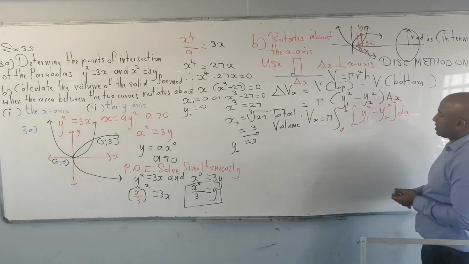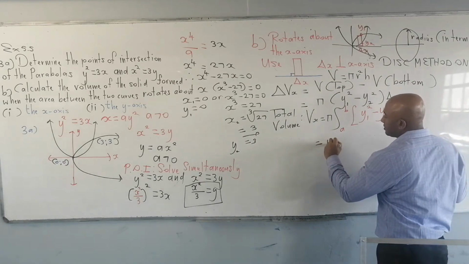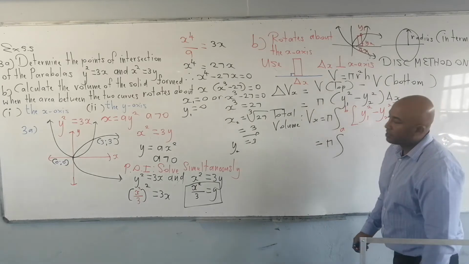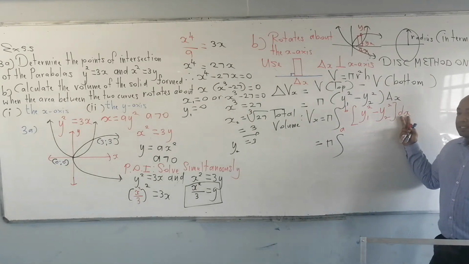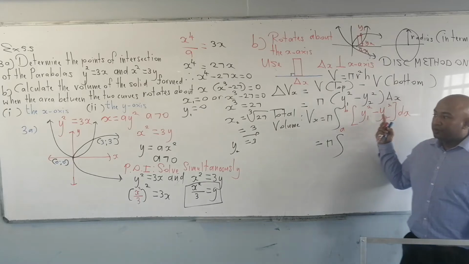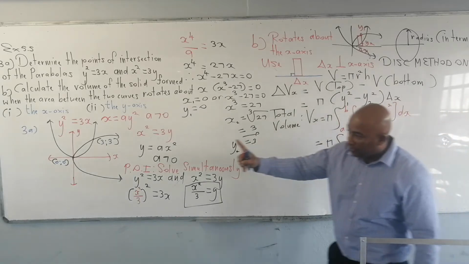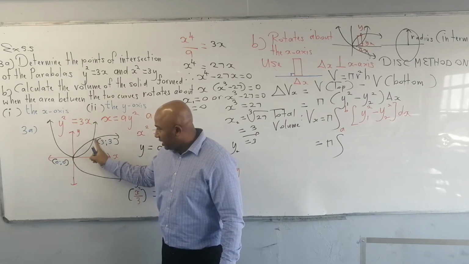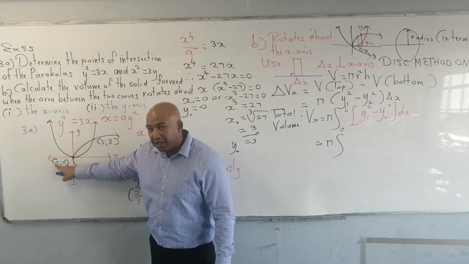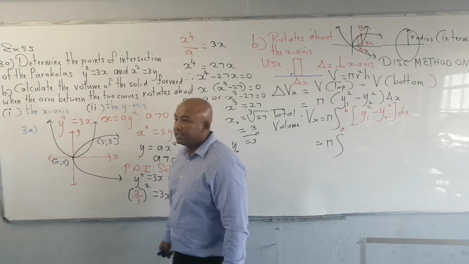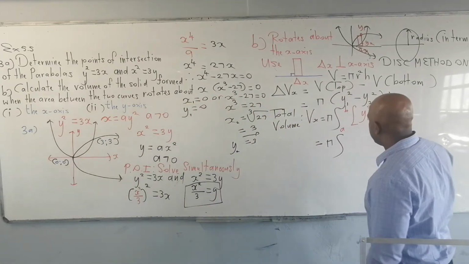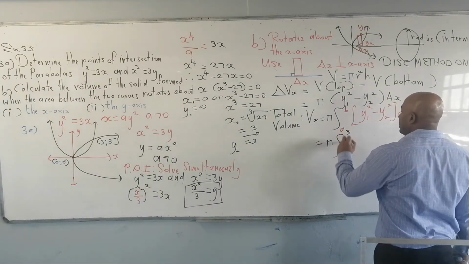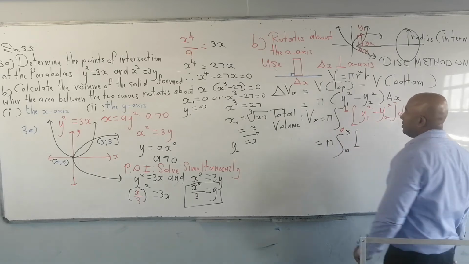Let's substitute. Now, what are we substituting? We are integrating with respect to x. That means we are interested in the x values at the beginning. Here's the beginning, here's the end. The x value at the beginning is 0, at the end is 3. So that's going to be 3 and 0.